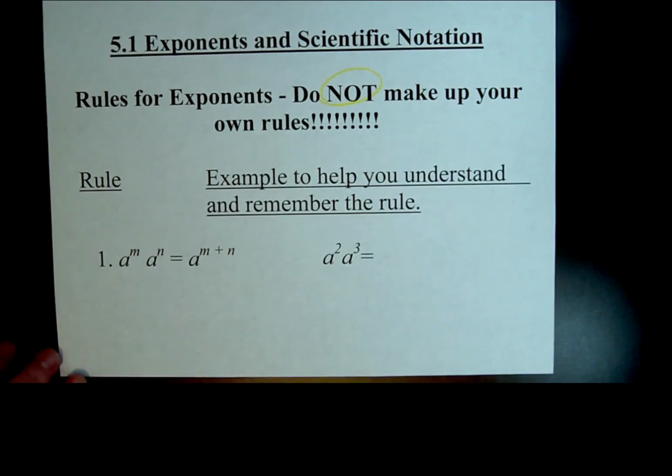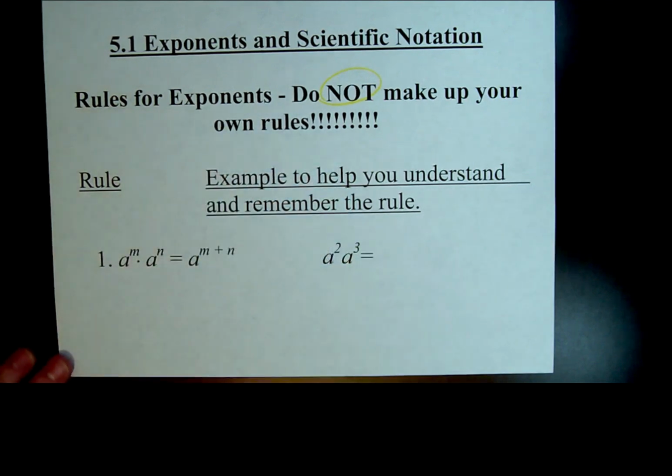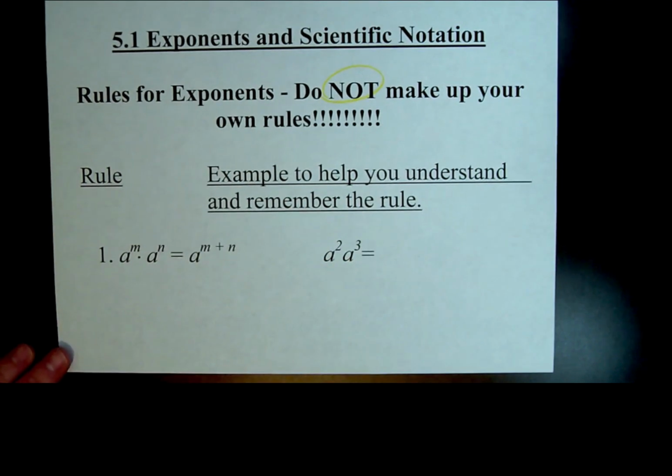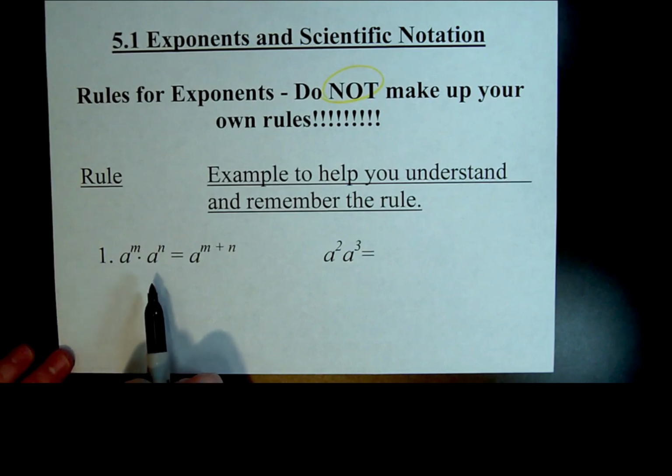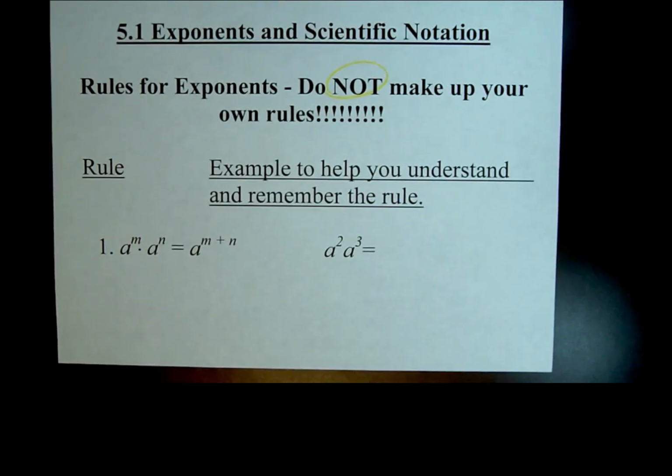Okay, so the first one says a to the m times a to the n works out to be a to the m plus n. So when you're multiplying the numbers, remember, when there's nothing between two things in algebra, there's an invisible multiplication dot. So this is saying when I multiply two numbers, it's the same as adding the exponents. Now why would that be? Why would a multiplication of numbers turn into an addition of exponents?